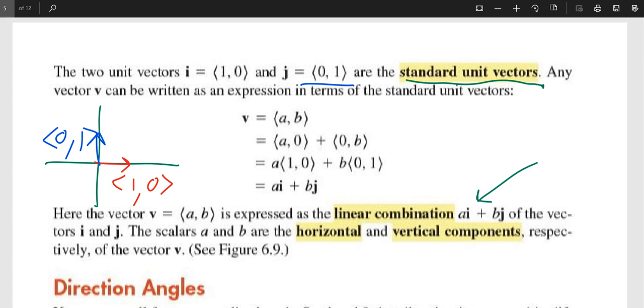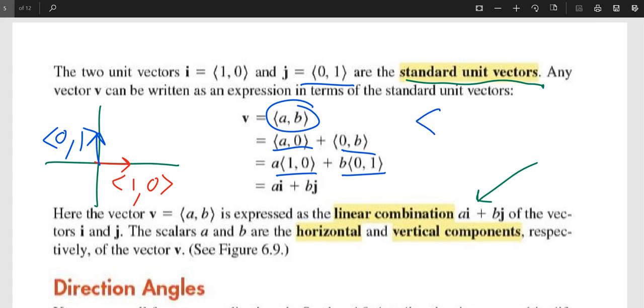Okay, so the standard unit vectors are listed right there, and we use the letters i for 1, 0 and j for 0, 1. So the component form, a, comma, b, can be separated into two different vectors that are added together: a, comma, 0 and 0, comma, b. Notice that they pull out the a and the b using the distributive property in reverse, and then they can substitute for 1, 0 and 0, 1 the letters i and j.